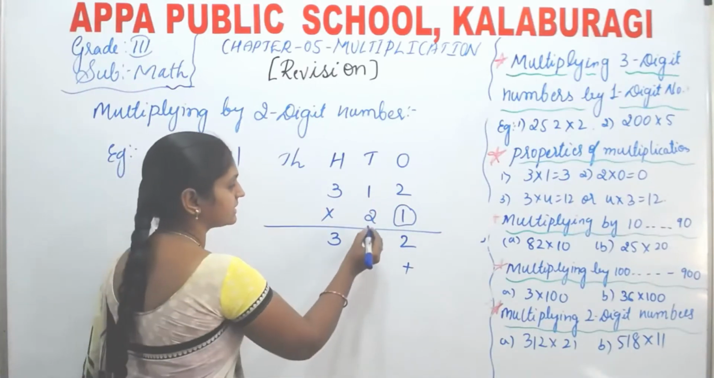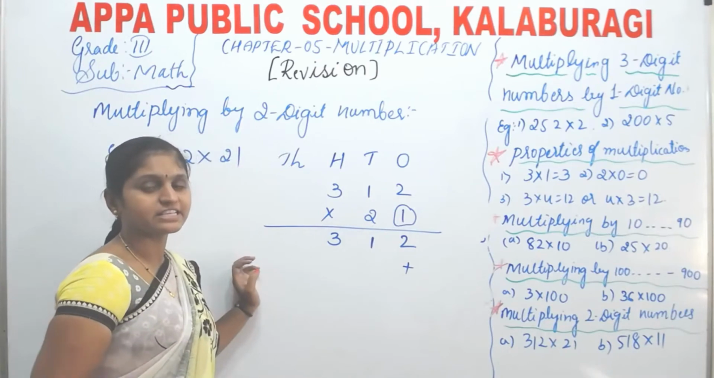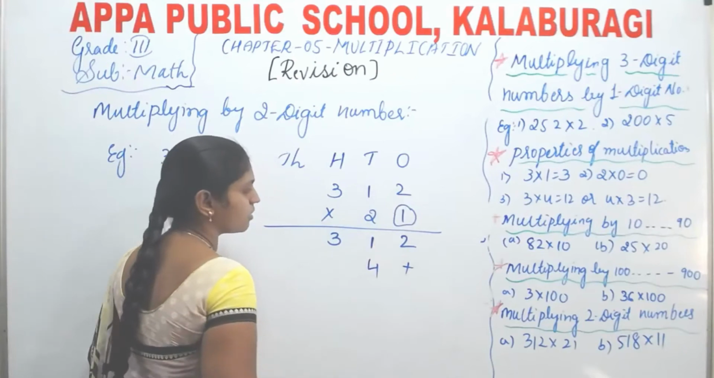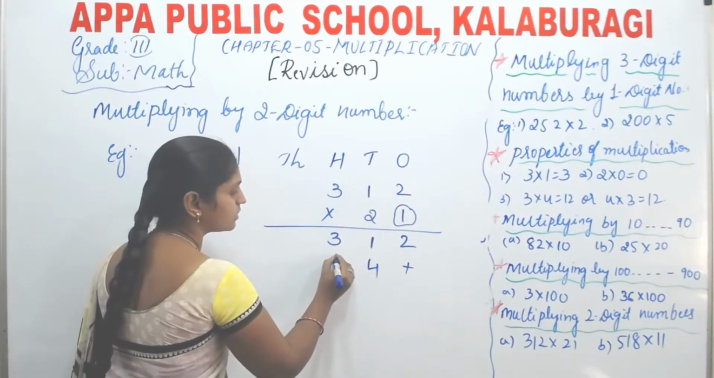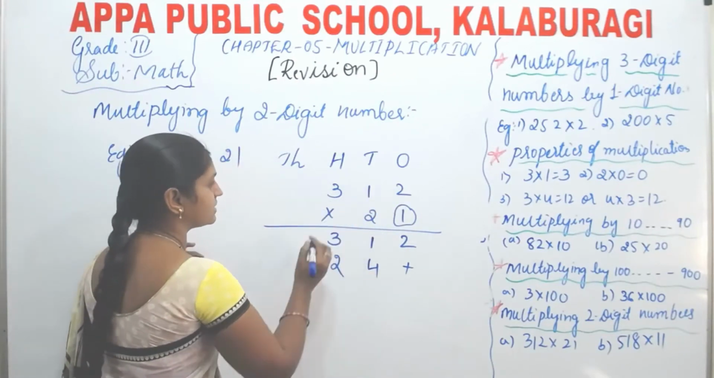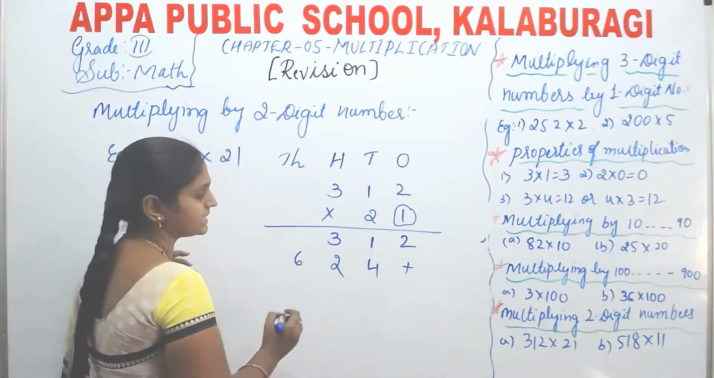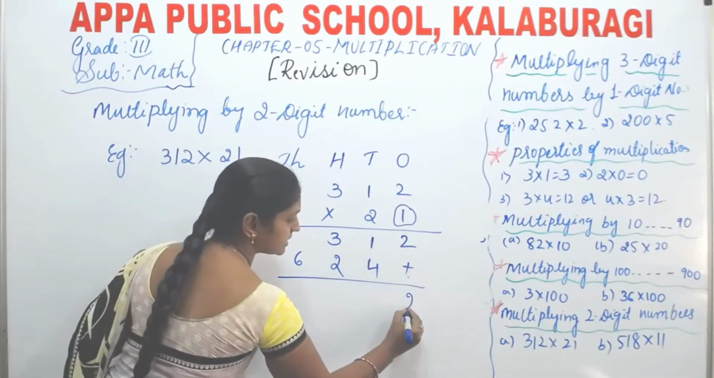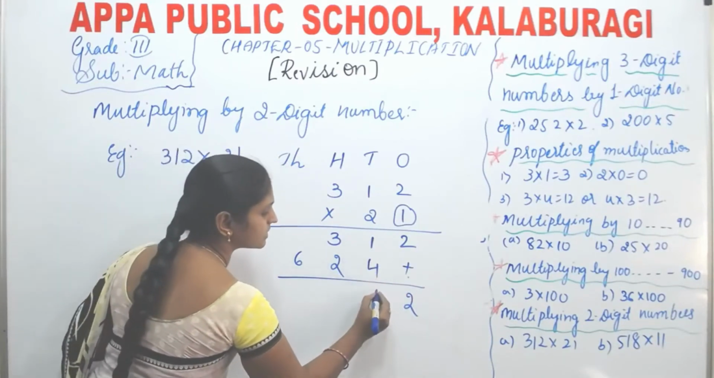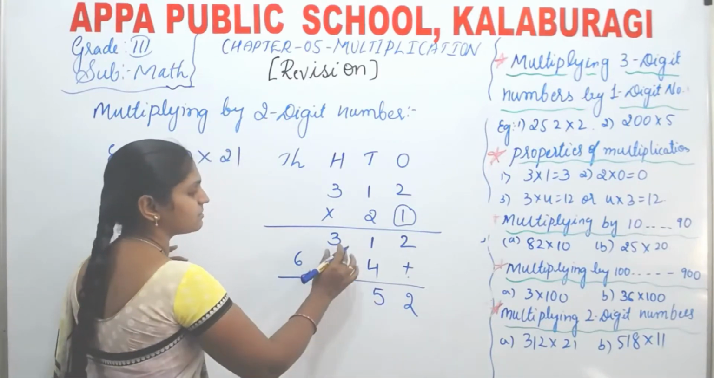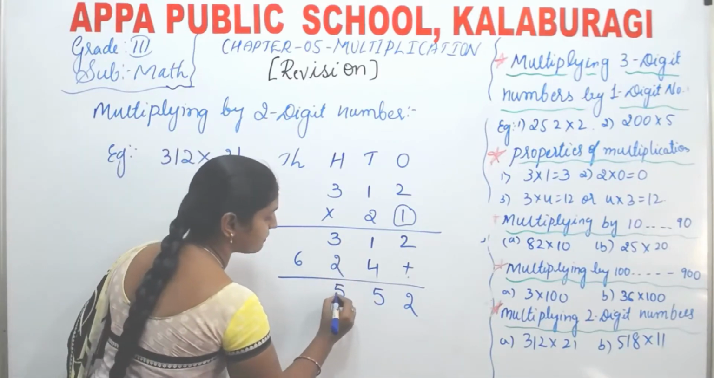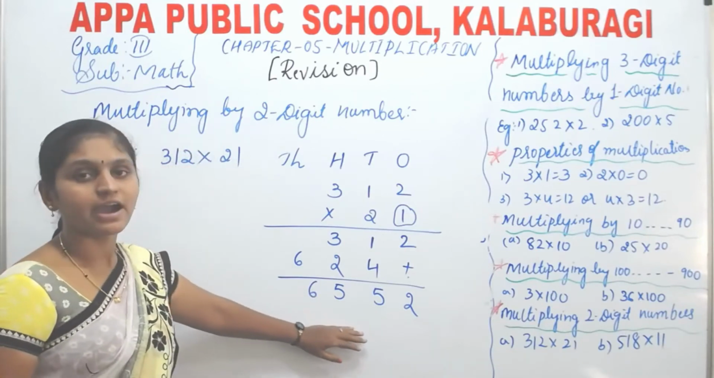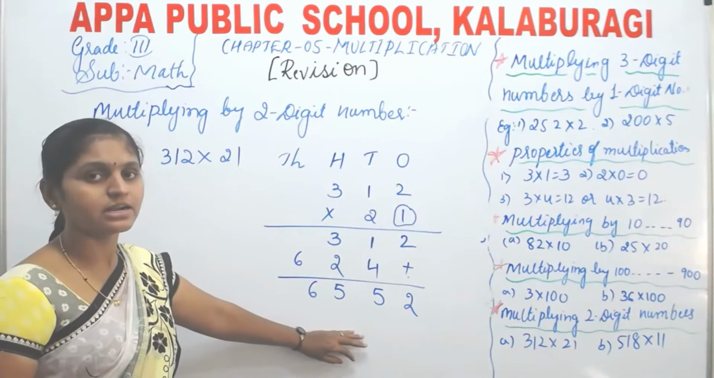The next is the tens place. Multiply the tens place with the ones place. 2 2s are 4. 2 1s are 2. 2 3s are 6. Yes. Now we have to add. 2 as it is. 1 plus 4 is 5. 3 plus 2 is 5. 6 as it is. So this is our required product, required result.